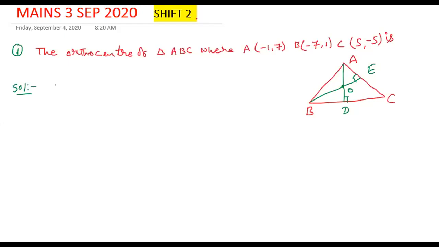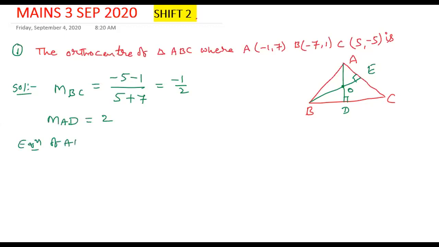Slope of BC. How much? See that BC: y2 minus y1 by x2 minus x1 plus 7. So this is minus 1 by 2. Now, perpendicular slope, that means slope of AD, what is that? 2. Now find equation of AD.